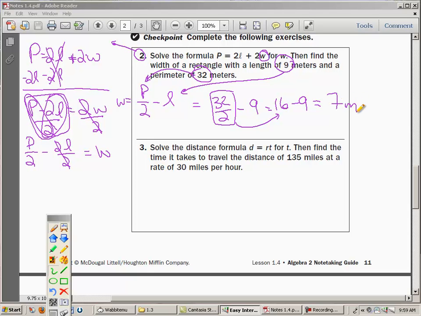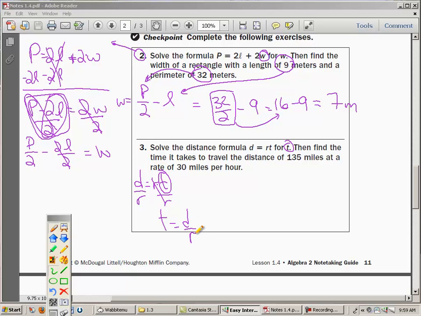All right. The second example says the distance formula, distance equals rate times time. We're solving this for time, so we're going to circle the t. We've got to get rid of multiplying by the rate, so divide both sides by the rate. So the time will be equal to the distance divided by the rate.